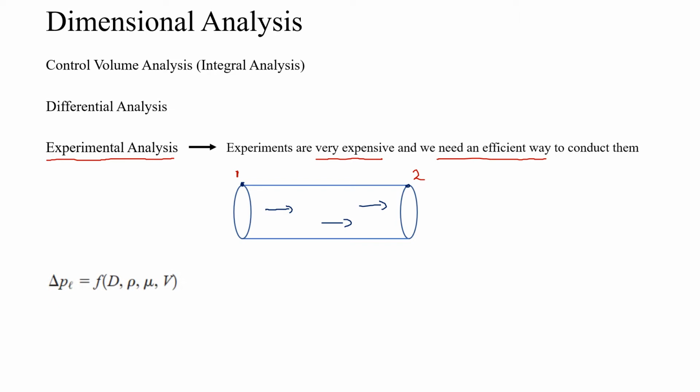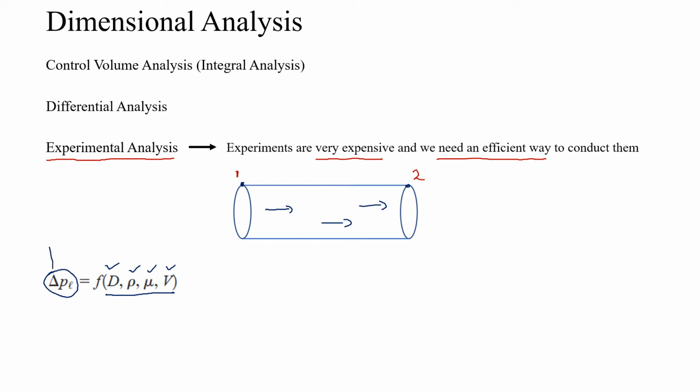Let's say this pressure drop per unit length, that is delta P per unit length, depends on the diameter of the pipe, the density of the fluid, the viscosity of the fluid, and the velocity of the fluid. So here the pressure drop per unit length is dependent on 4 variables. In total we have 5 variables: the pressure drop per unit length, the diameter, the density, viscosity, and velocity. We want to see the effect of these 4 variables, the diameter, density, viscosity, velocity, on this one variable, the pressure drop per unit length.